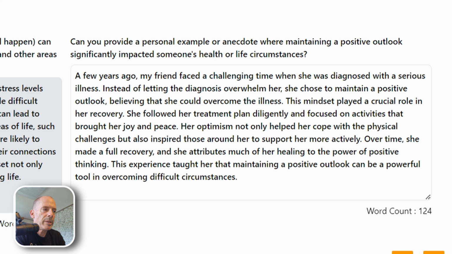She followed her treatment plan diligently and focused on activities that brought her joy and peace. Her optimism not only helped her cope with the physical challenges, but also inspired those around her to support her more actively. Over time, she made a full recovery, and she connects much of her healing to the power of positive thinking. The experience taught her that maintaining a positive outlook can be a powerful tool in overcoming difficult circumstances.